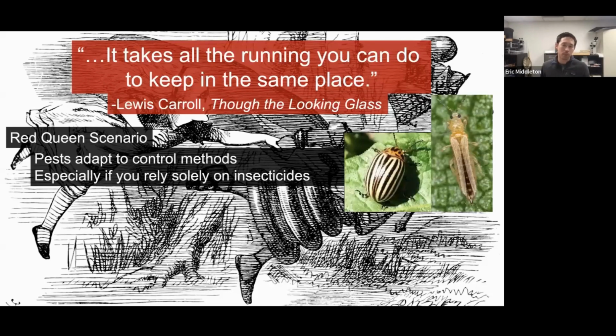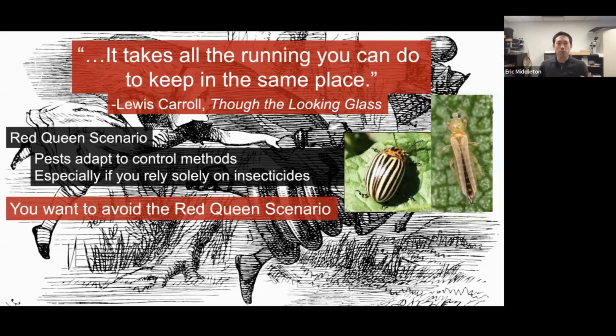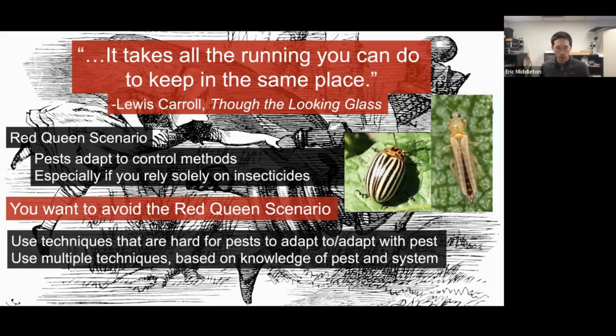There's a couple great examples of this with Colorado potato beetle or western flower thrips, where these are very notable examples of insects that become rapidly resistant to a whole bunch of different pesticides that are used against them. Obviously, you want to avoid the Red Queen scenario as much as you can when you are a grower. And the way you do this to avoid running in the same place is you use techniques that are hard for the pest to adapt to and/or techniques that adapt with the pest.